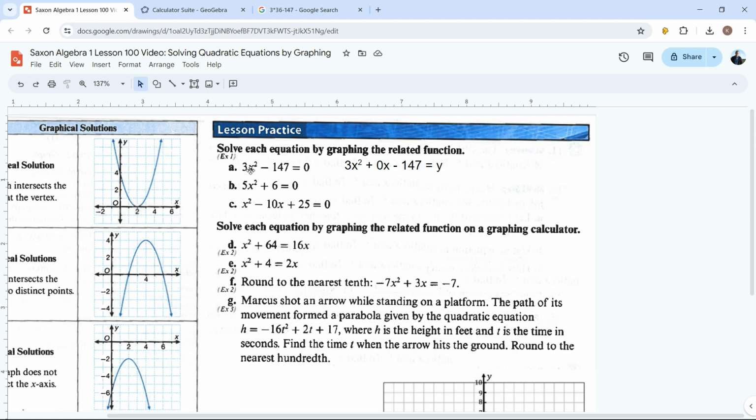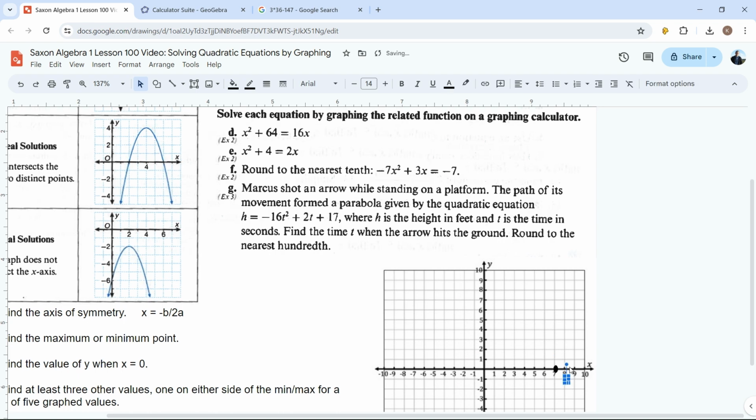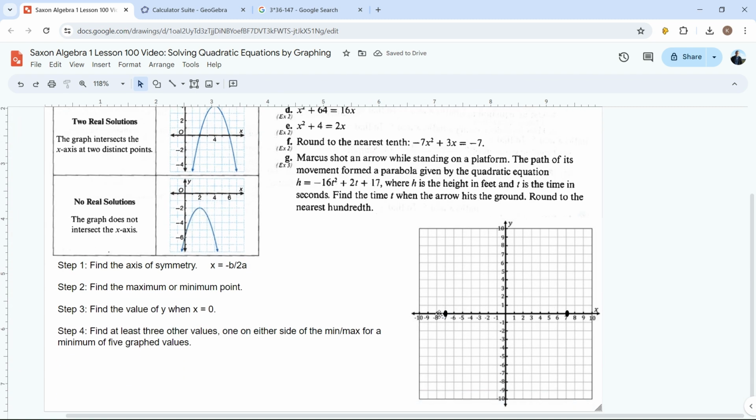Negative 7 squared is positive 49, right? Because negative 7 times negative 7 times 3 is 147. So negative 7 is my other solution. But we would expect that, because if 7 was one solution, then negative 7 would have to be the other solution because it's symmetrical across the y-axis. And then my parabola just dips way off the graph.